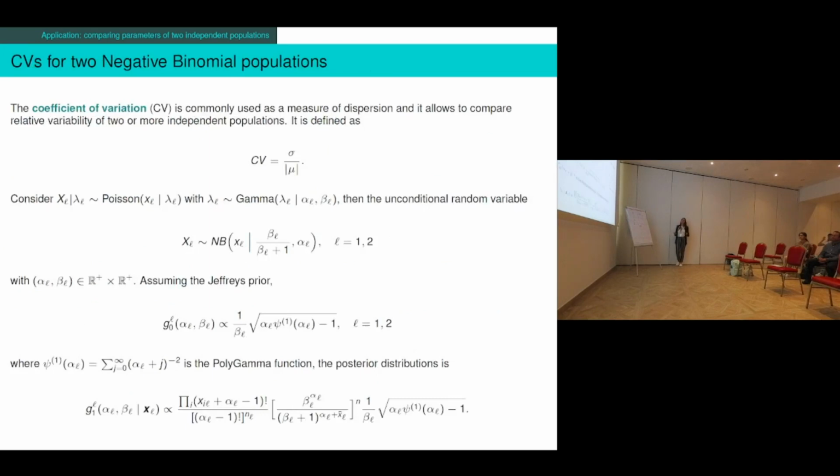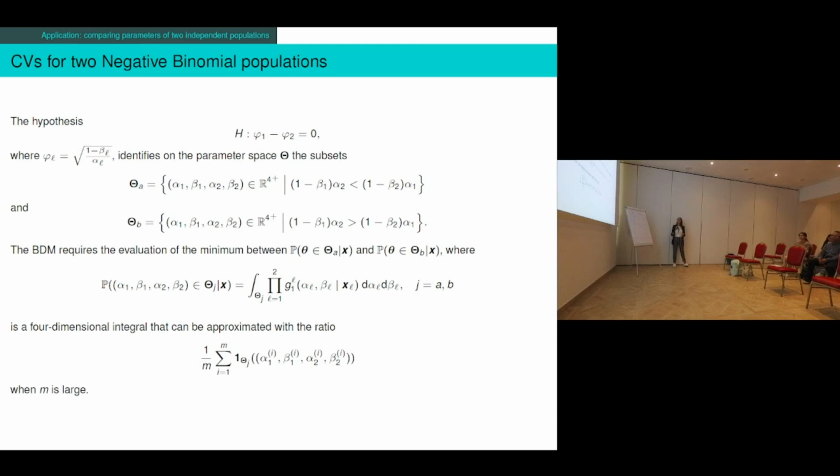The coefficient of variation is a measure of dispersion and is defined as the ratio between the standard deviation and the absolute value of the mean. So we assume a Jeffreys prior, and then we get to the posterior distribution that is known up to a normalizing constant. We don't need to know the exact form.